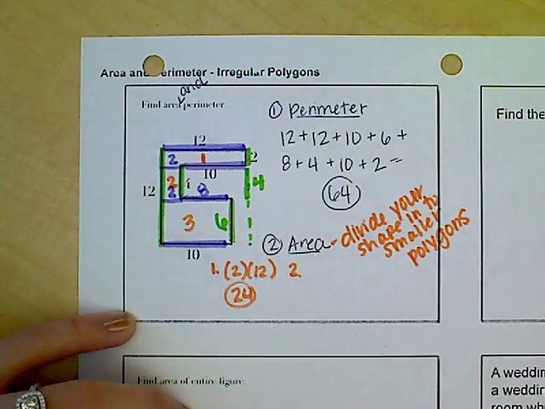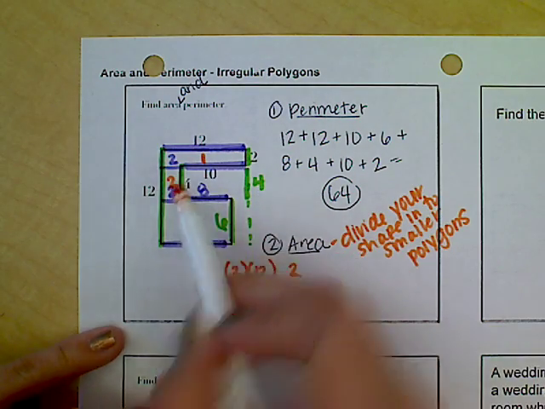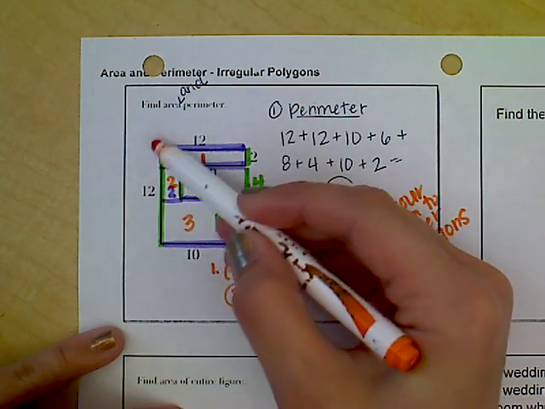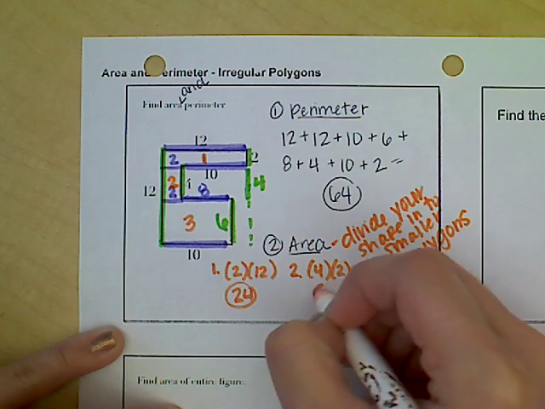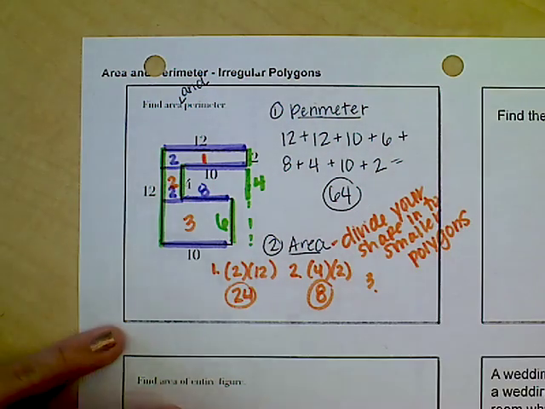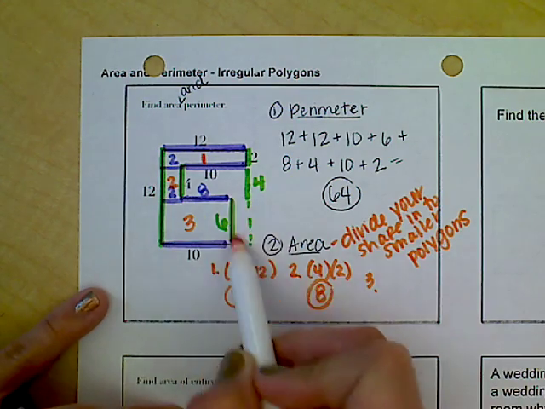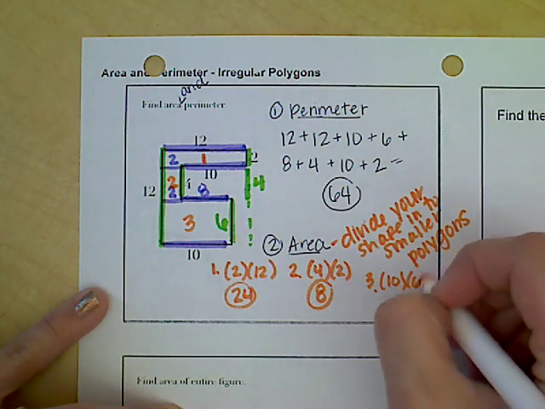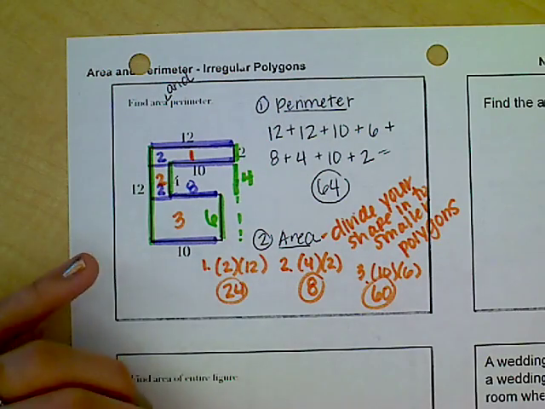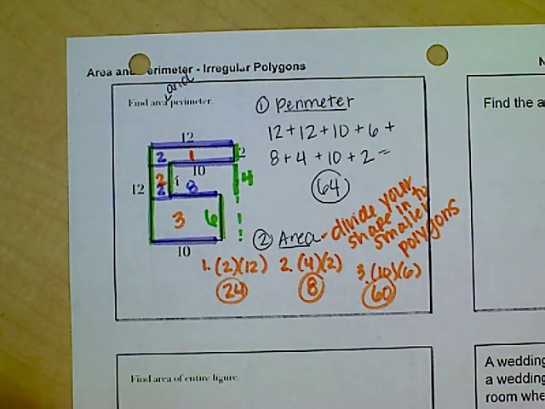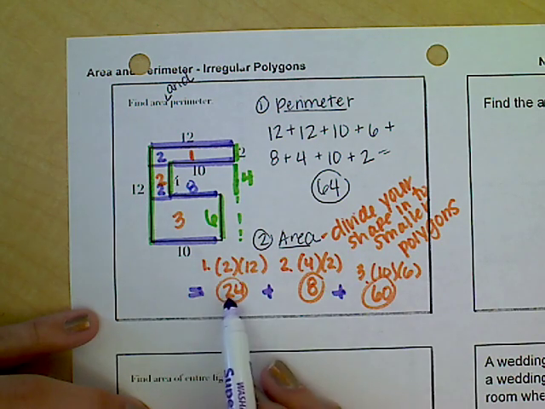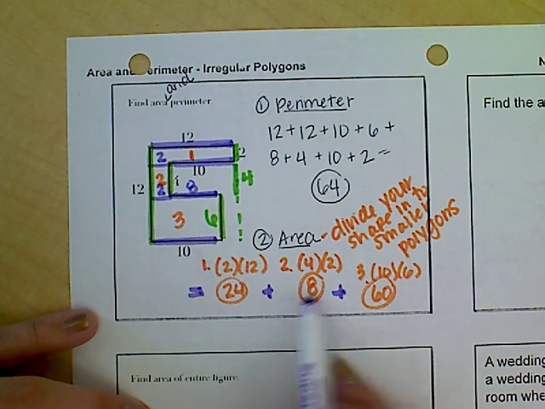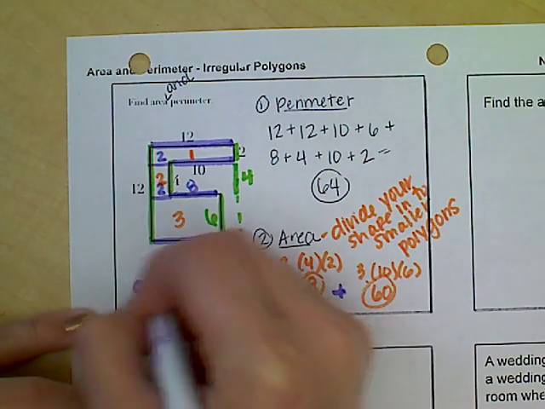For my second area, I have this rectangle here with sides of 4. Be careful not to use 12. It's just 4 and 2. So that's 8. And then my third area here is 10 by 6. So that gives me 60. Now to get my total area, I just have to add all of these up. So I get 24 plus 8 is 32, plus 60 is 92 for my area.